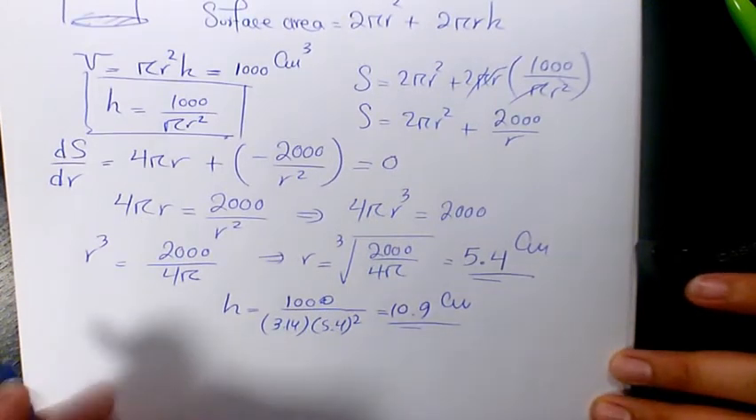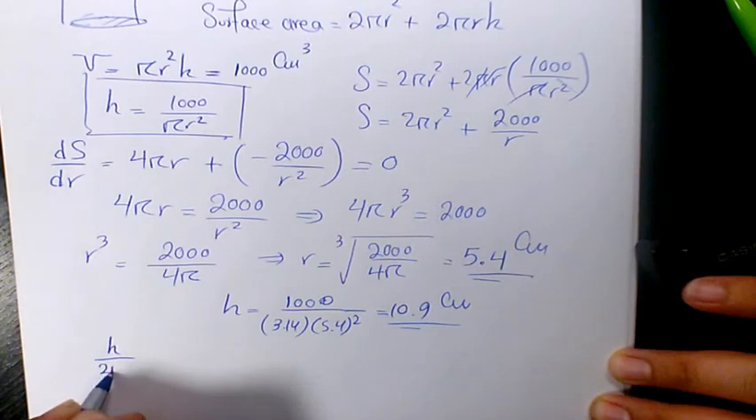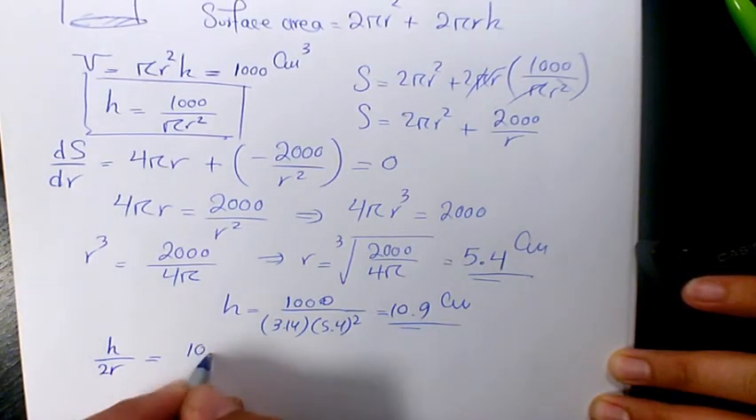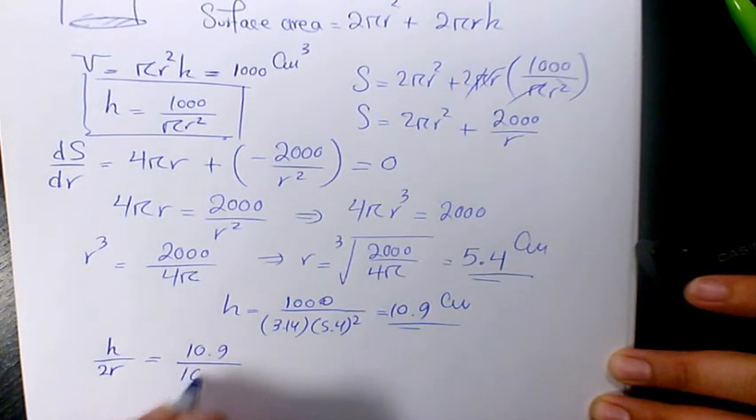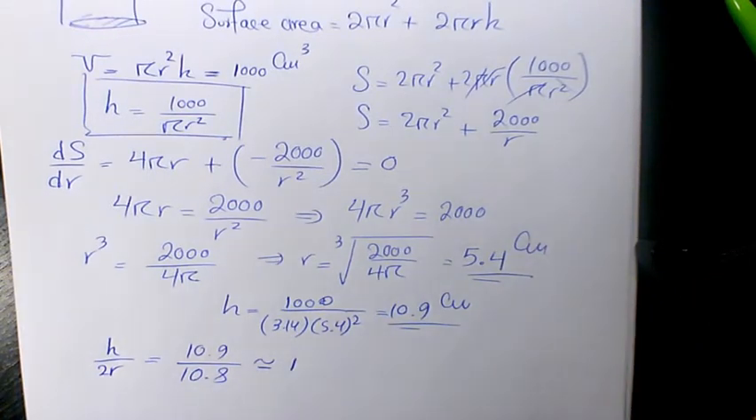And in part B it says what is the ratio of height to diameter. Height to diameter is going to be h over 2r, which is going to be 10.9 over 10.8, which is almost equal to 1.